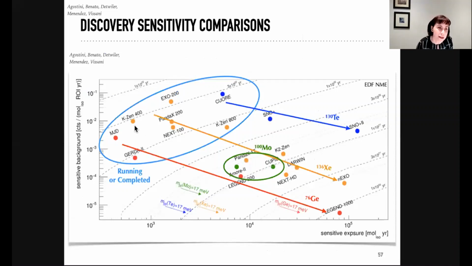This is their sensitivity versus the exposure, so basically the time. These are the future and this is the present. So you can see that now it's much more complex. Can they be the same? They have different technologies, so it's a little bit complex.